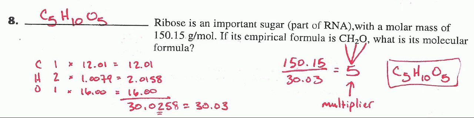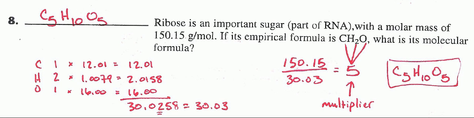Number 8, ribose is an important sugar, part of RNA, with a molar mass of 150.15 grams per mole. If its empirical formula, remember empirical formula is the smallest whole number ratio of elements within a compound, smallest whole number ratio. If the empirical formula is CH2O, what is the molecular formula?